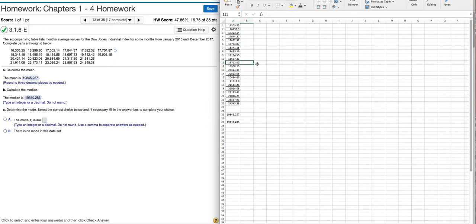So if I were to simply do an average of those 2, observation 11 and 12, that's going to give me my resulting median, the 19,810.285.